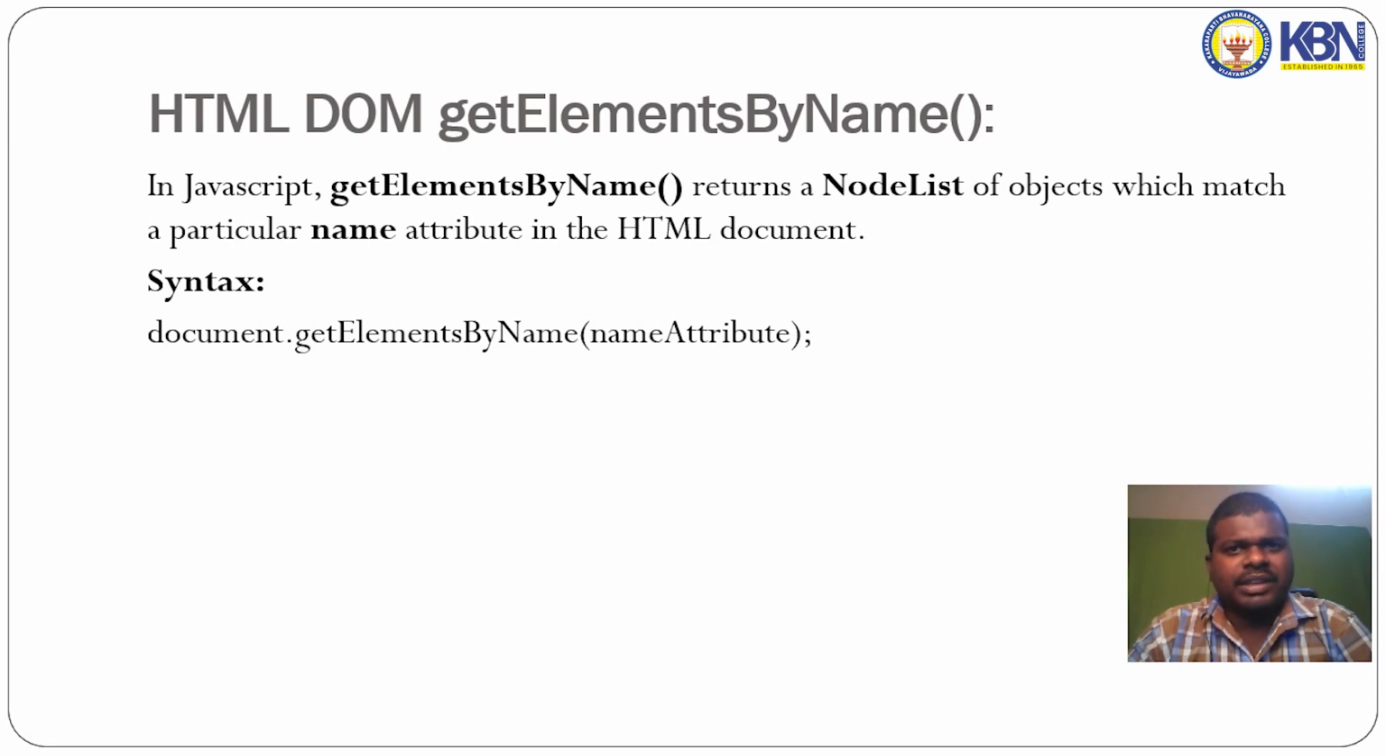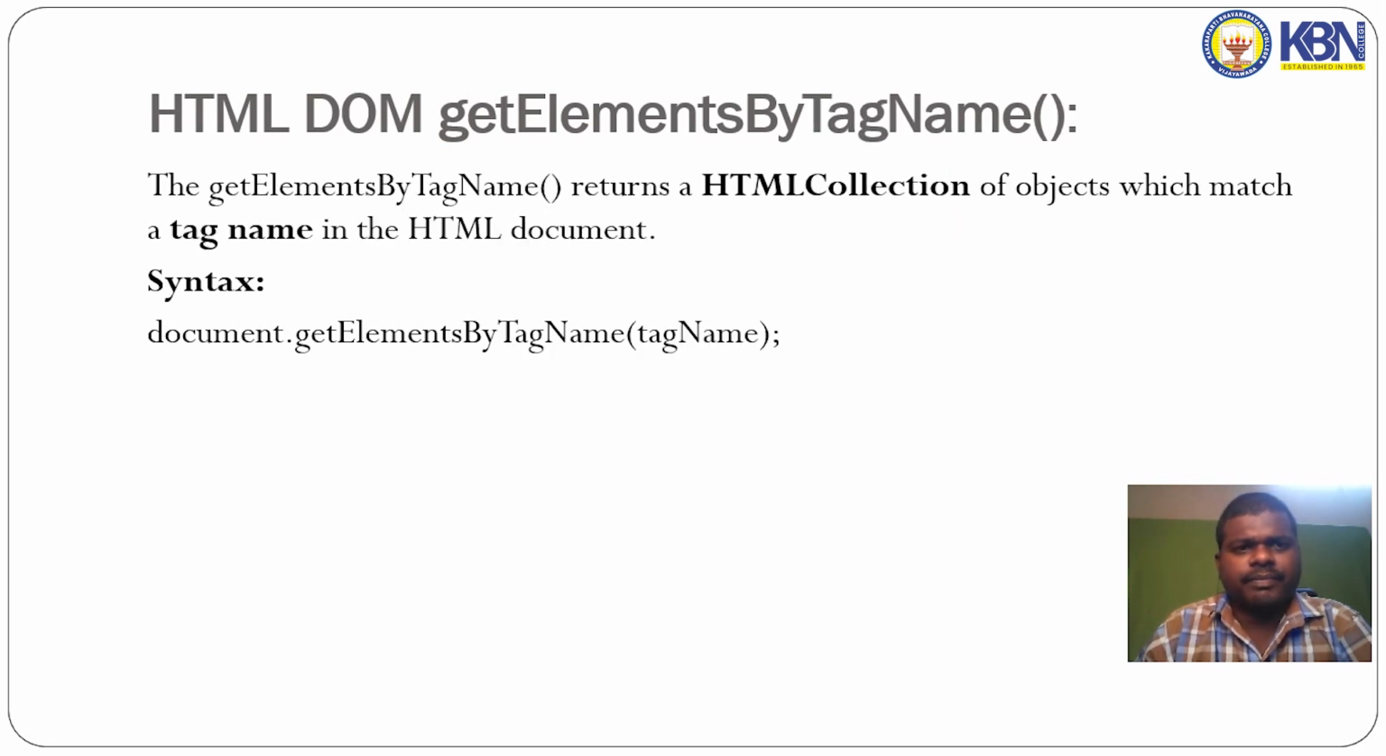Imagine you have your own attendance register. In the register, it is easy to find students having similar names. In the same way, it tells you how many elements are related with the same name. It will give the list to you. That's it. Understood? Now, the next method: getElementsByTagName, right?